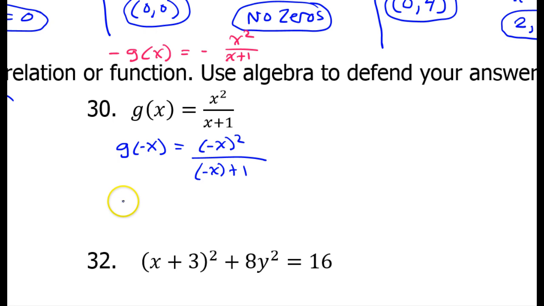So g of negative x will equal, when you square something, that negative is going to go away. So I will have x squared, and I'm going to factor this negative sign out of parentheses. So if I factor this negative outside of the parentheses, I will have negative, and then I'll have x minus 1.